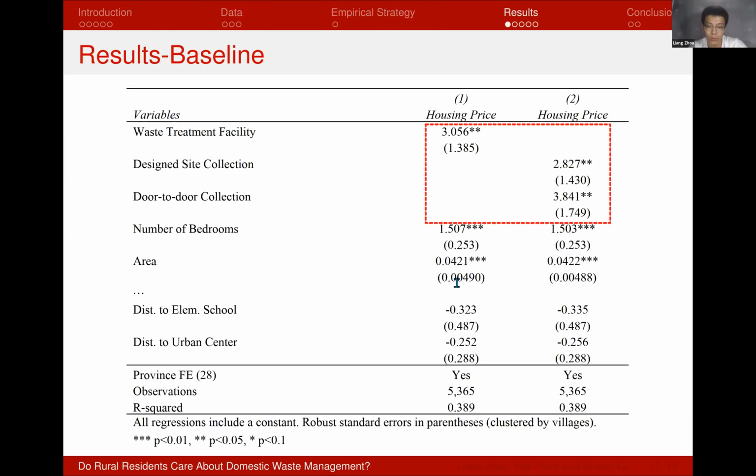All of my regressions control for provincial fixed effect and use robust standard error clustered to the village level. I have omitted most of the control variables for ease of presentation. In the village level benchmark regression, domestic waste treatment facilities have a significant positive impact on housing value. This shows that Chinese rural residents care about the value of domestic waste disposal. After sorting by two household waste collection methods, the results show that door-to-door collection is more popular with rural residents than designated site collection.